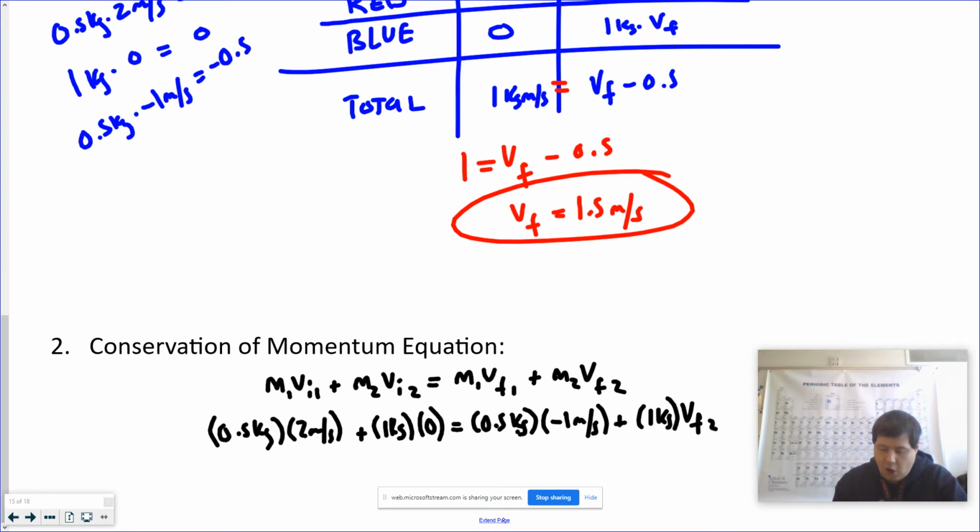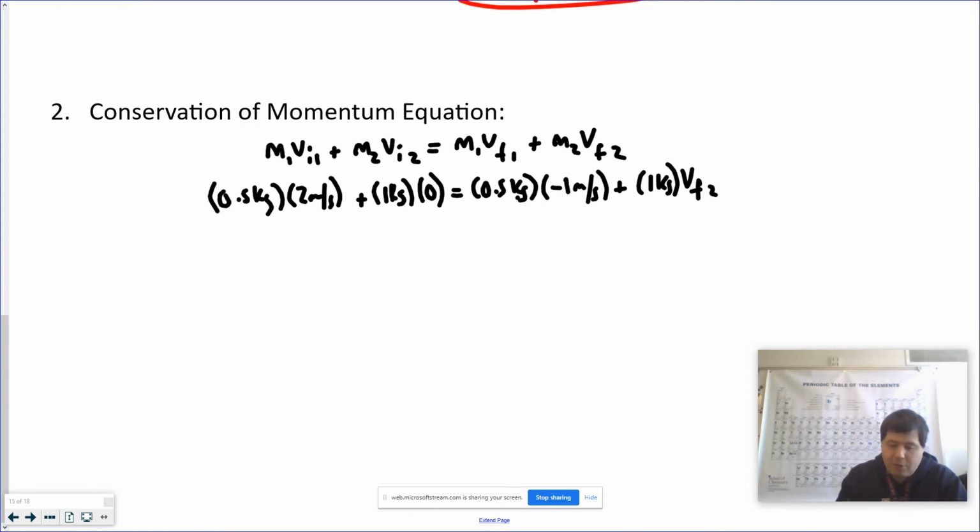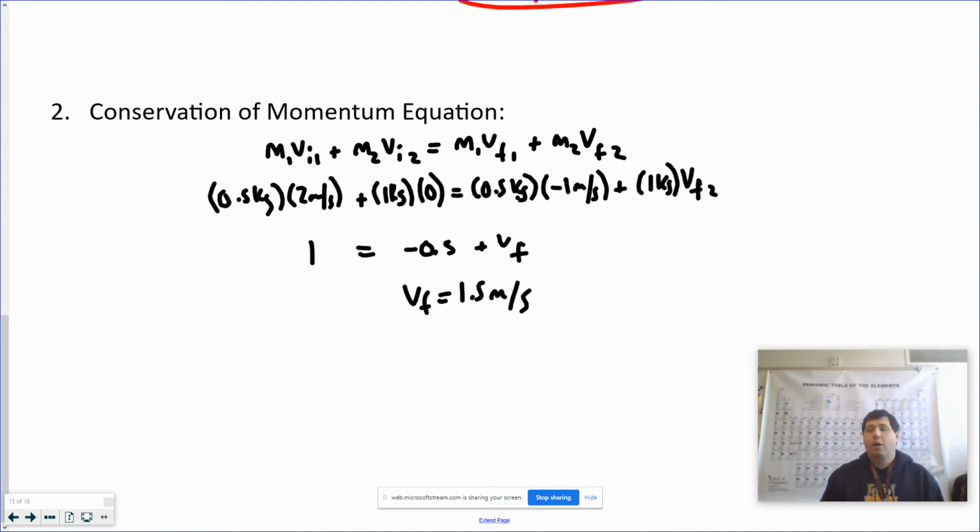And so you start solving that out. 0.5 times 2 is 1. That's just 0. That equals negative 0.5 plus vf. And you'll notice I get the exact same answer. So either of those methods is perfectly fine, whatever kind of makes most sense to you.